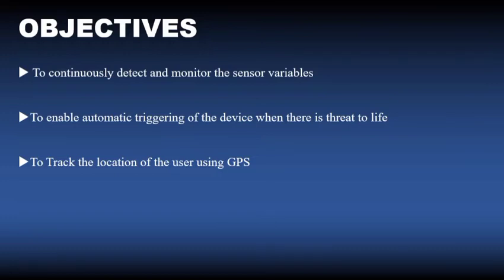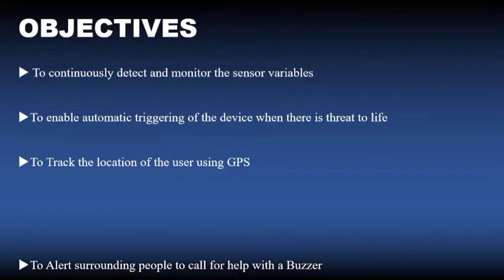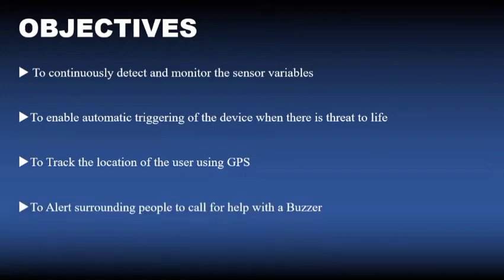The third objective is to track the location of the user using GPS. An alert message is sent to the guardian along with the location coordinates of the user. There is no need of external support. Last objective is to alert surrounding people to call for help with a buzzer. Next, moving on to the existing system.